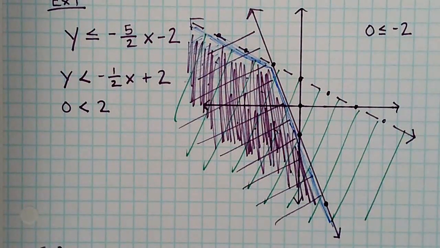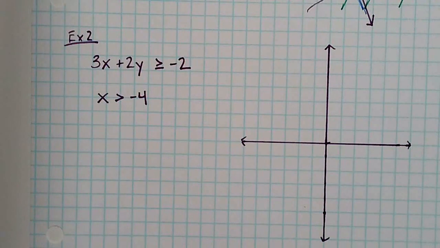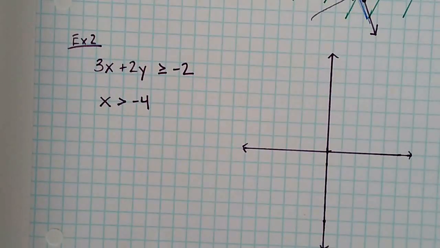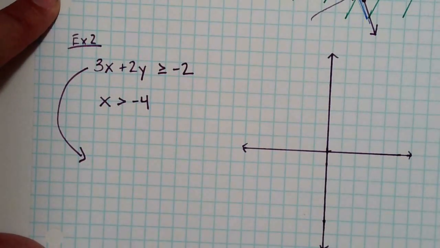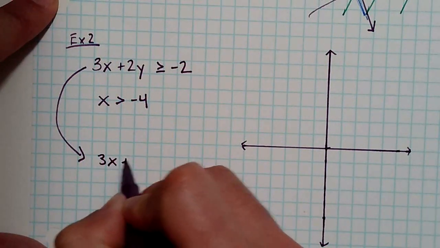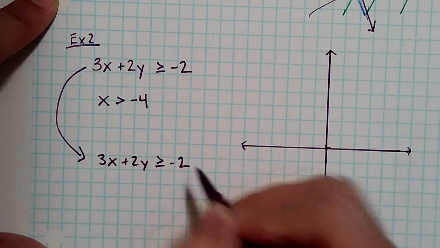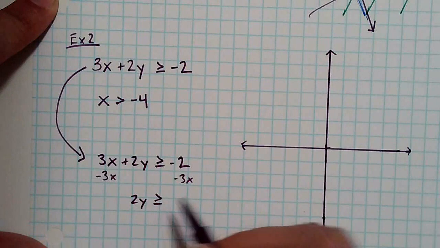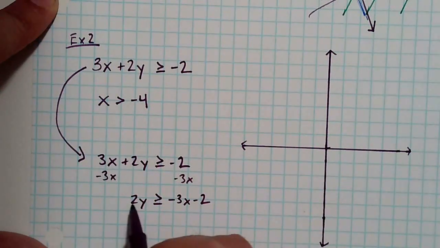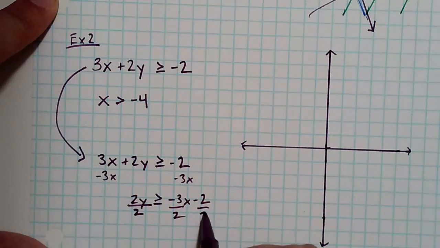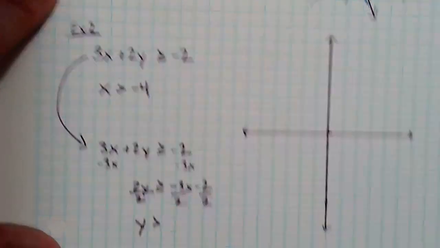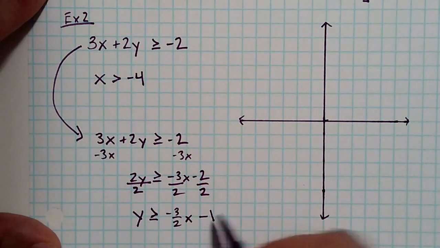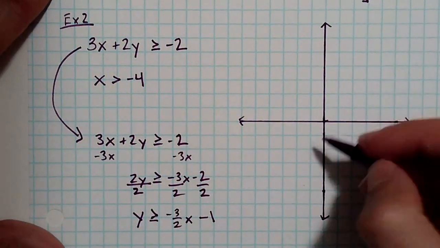All right, we're going to do one more. Example 2. There are two things going on here. My first inequality is not in slope-intercept form, so I need to put it in that form. I subtract 3x, so 2y is greater than or equal to -3x minus 2. Then I divide everything by 2, which gives y is greater than or equal to -3/2 x minus 1. I have an intercept of -1.